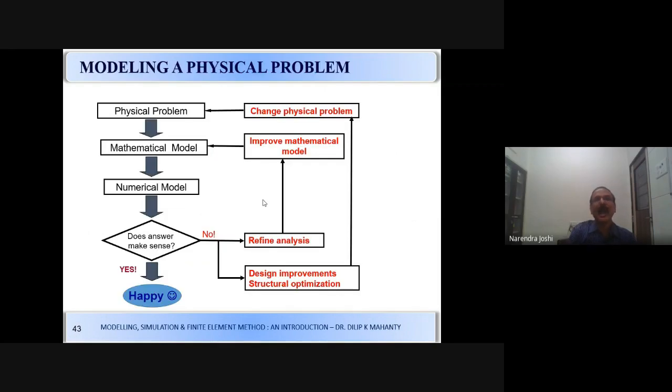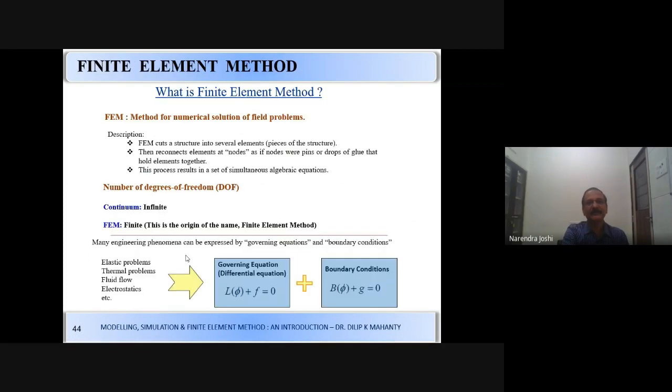So, modeling a physical problem: we have a physical problem, a mathematical model, a numerical model. Did I get the answer? Is the answer yes? Then we have it. If it is not, refine the analysis, improve the mathematical model, or change some design improvements; structural optimization is one aspect. I go back and change the physical problem. So this is cyclic improvement until you get the desired output. This is modeling a physical problem, in a simplified fashion as I am describing it.